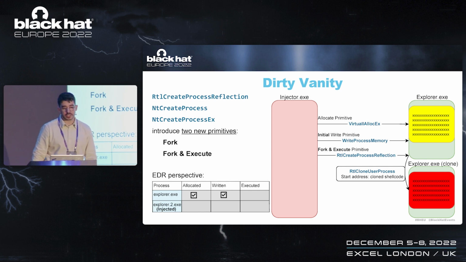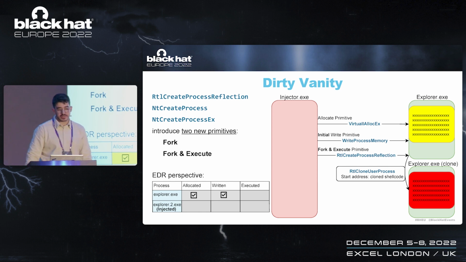So how does it actually work? In Dirty Vanity, things start off similar. The injector allocates space in its target, and then issues a write primitive. This time I dubbed it the initial write primitive. Why? Because it's not the final write. The write is going to happen anyway. So this is the initial write just to create the allocation in Explorer, the parent process.